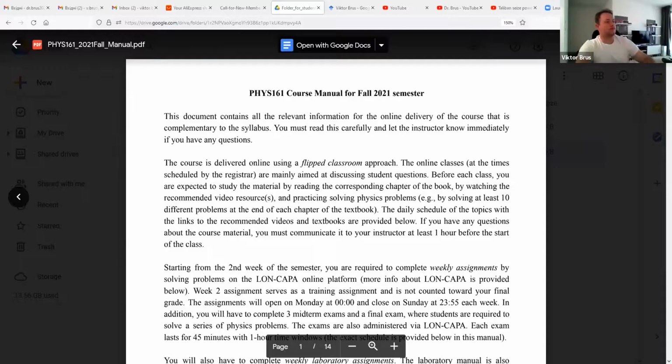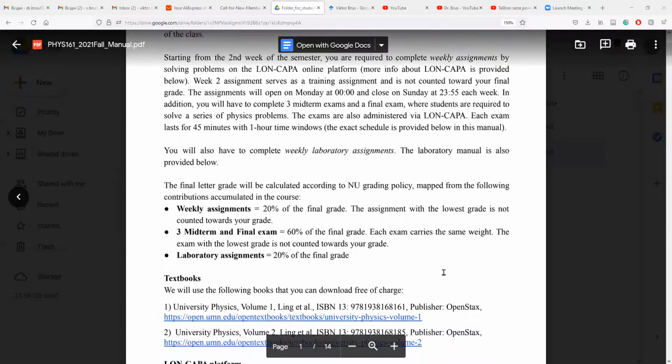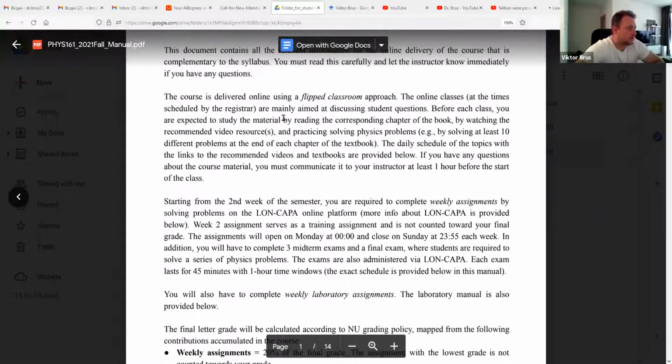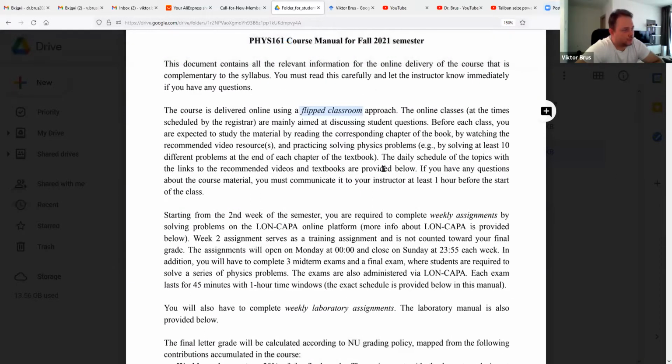Okay, now I share my screen. Do you see my screen now, guys? Yes. Okay. So this course is considered to be a flipped course, which means that you work with the available, currently online, textbook, according to the schedule, which is also provided in this course manual. We will come to this point later.